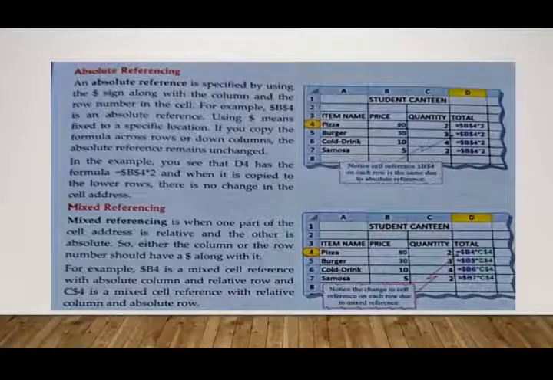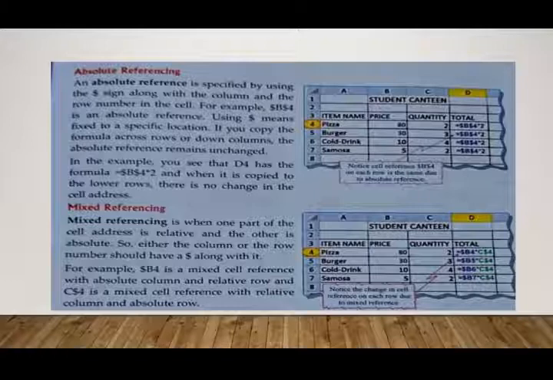The next type is absolute referencing. An absolute reference is specified by using the dollar sign along with the column and the row number. See the example, for example $B$4. Here both parts contain the dollar sign. This is called absolute referencing. Using this dollar sign, we can fix the location. Once you set the location of the address, it cannot change further. It is called absolute referencing.